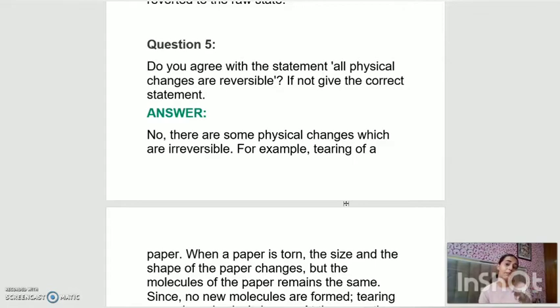I have given you an example of a potter making a pot. That is a reversible change. He can make the pot and form the shape of the pot, or he can make any shape from the clay. Right? So that is reversible, but breaking of a glass tumbler is not reversible. So that means all physical changes are not reversible, students, right? So if not, you have to give the correct statement. So there are some physical changes which are irreversible.